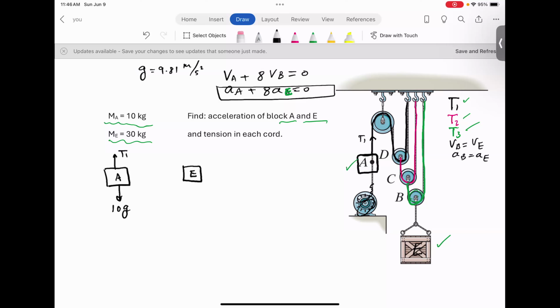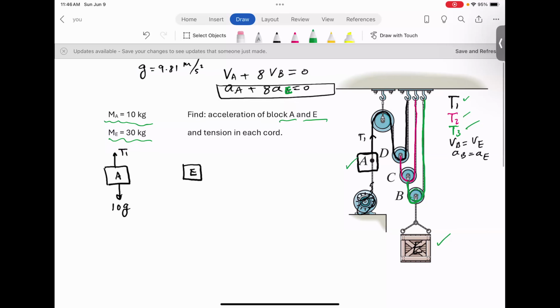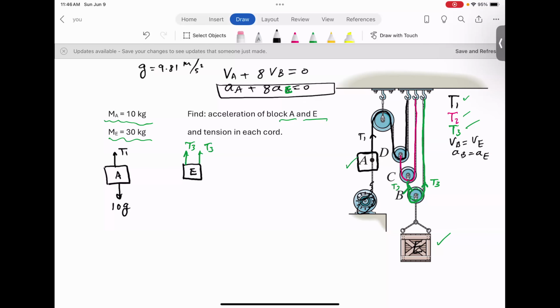Be careful, guys, now. Block E, remember, the tension is T3 here and T3 here. So you have two of these tensions here, right? I'm actually just going to use green to be consistent. And then the weight of E is mass 30 kilograms times G.